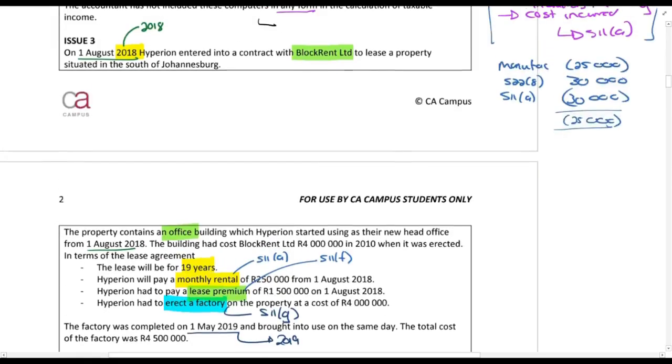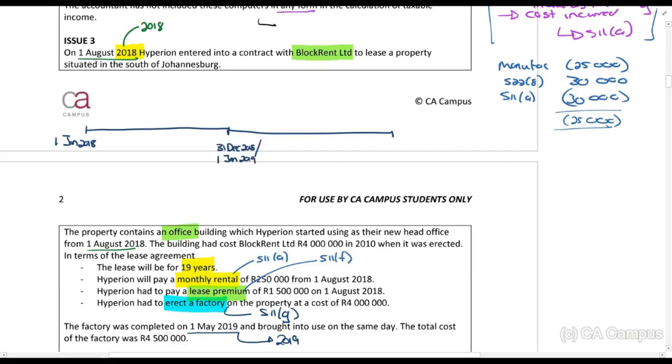Okay, so let's sketch this out. So this is the 1st of January 2018. This is the 31st of December 2018 / the 1st of January 2019. This over here is the 31st of December 2019. Okay, now this lease was entered into on the 1st of August 2018 and it went until the 1st of May, so basically 30 April 2019 when we completed it. Okay, so August, September, October, November, December, January, February, March, April. 9 months. Okay, now what is important here?